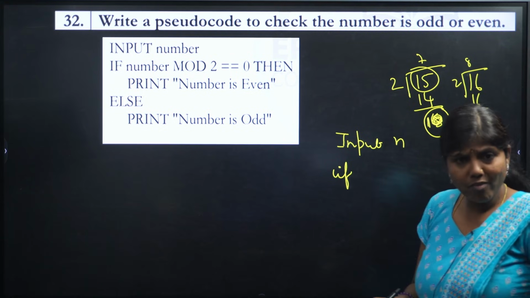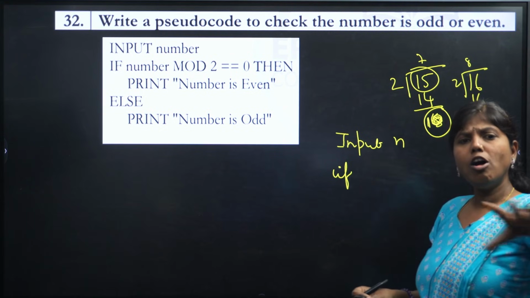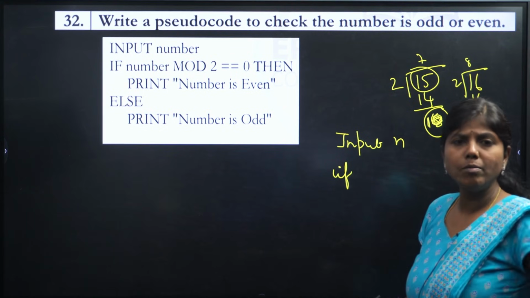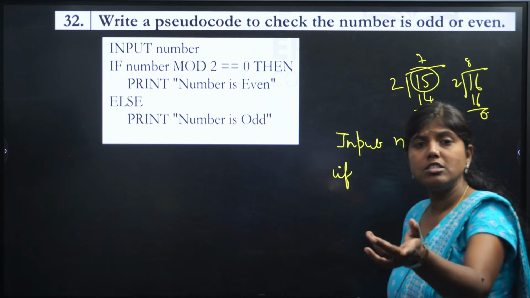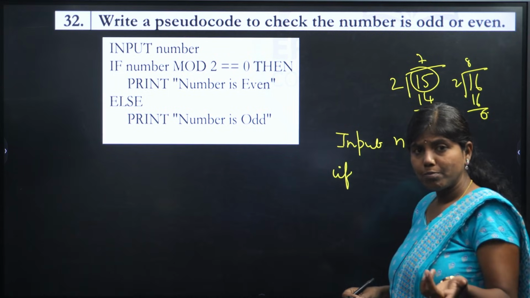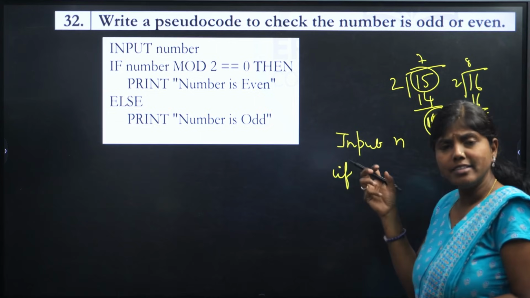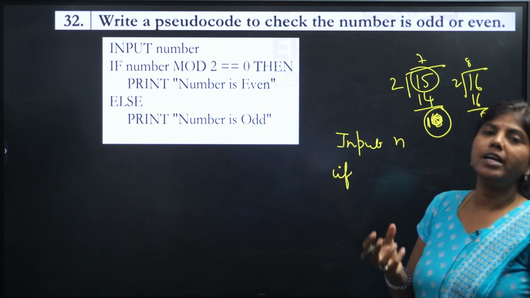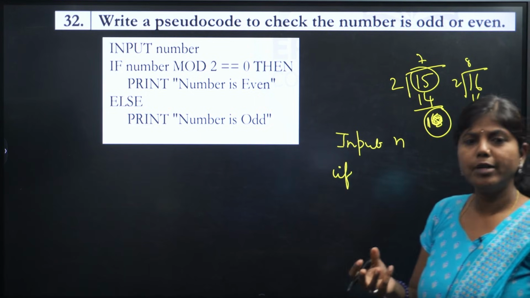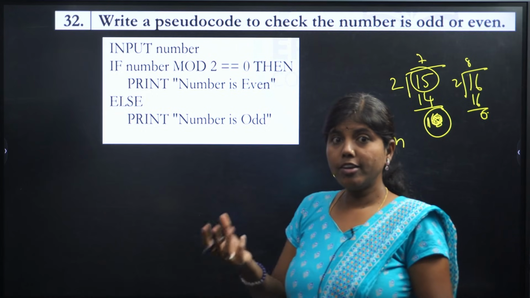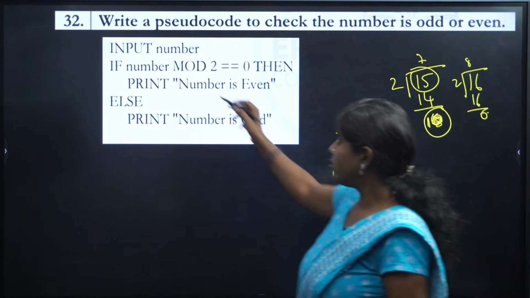So whichever number you take, for all the odd numbers the remainder will be 1, and for all the even numbers the remainder will be 0. Isn't it? So very simple. You need to take a number and check for the remainder. Take a number, divide by 2 and check the remainder. How do you get the remainder? Very simple, make use of an operator called mod here.